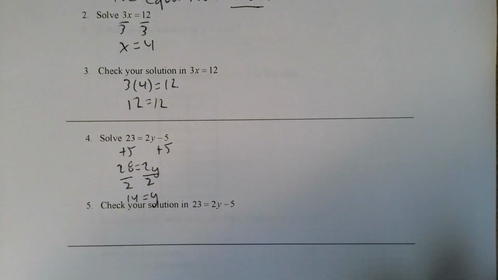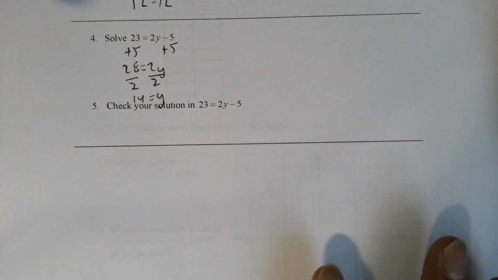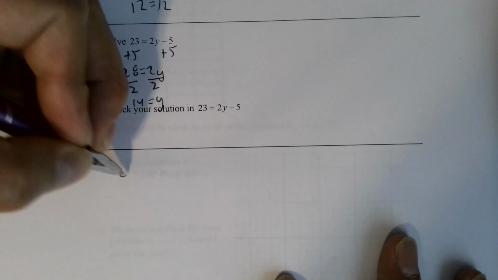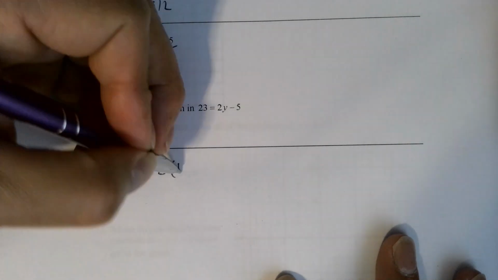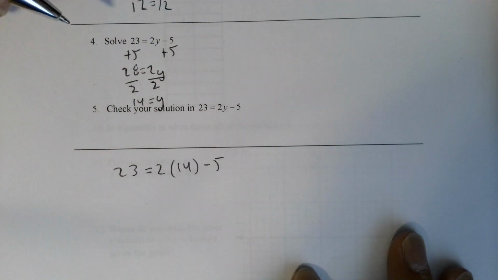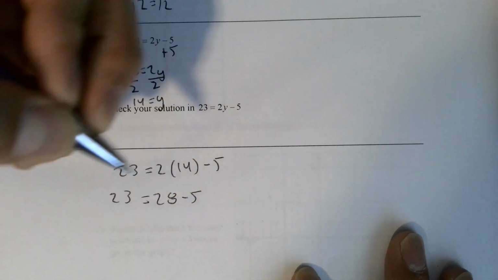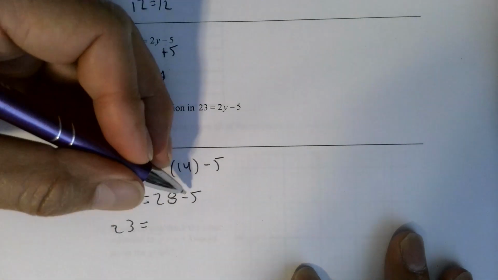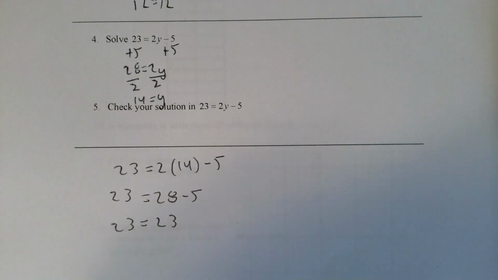And for some reason I've drawn this line here and wasted the rest of the page, so I'm going to do my check below that line. Remember our check, we write it exactly the same as the original, except for instead of y, I'm going to put 14. Okay, BEDMAS, 2 times 14 is 28, so I get 23 equals 28 minus 5. And 28 minus 5 simplifies to 23. So that's true. So when y equals 14, that makes the equation true, so it means it's a solution.